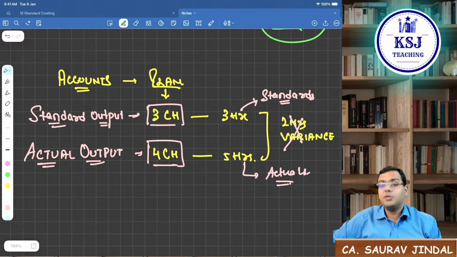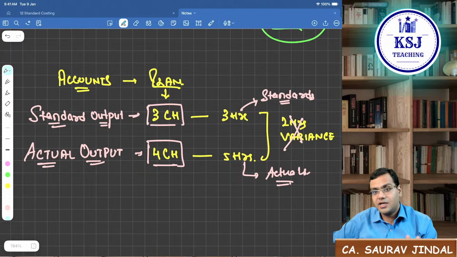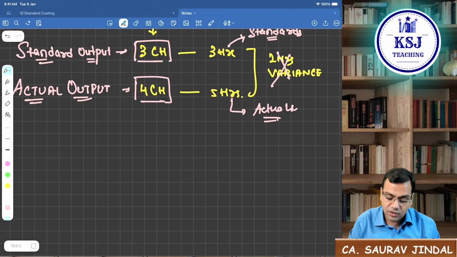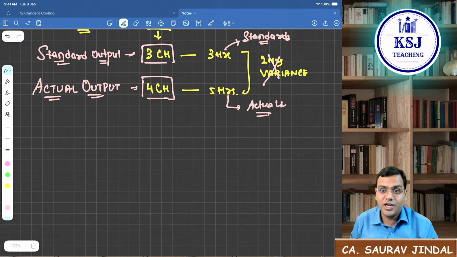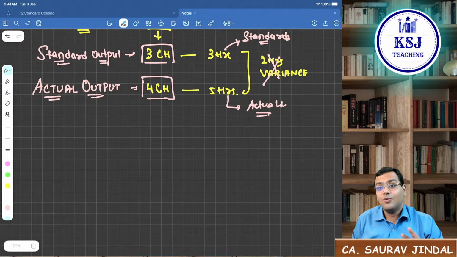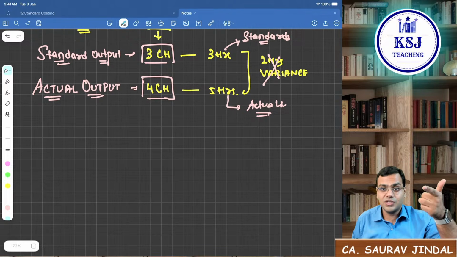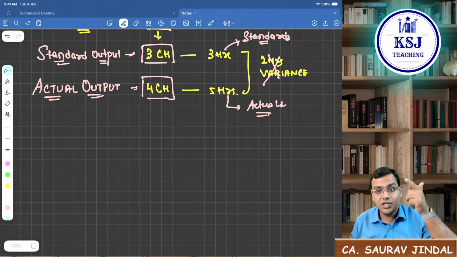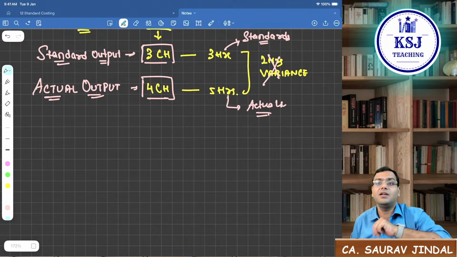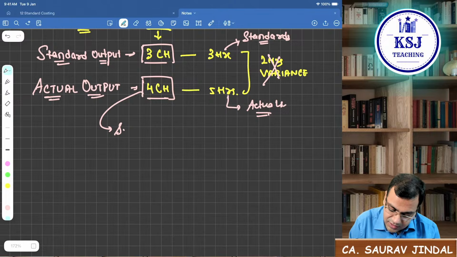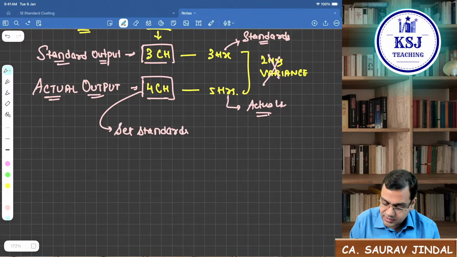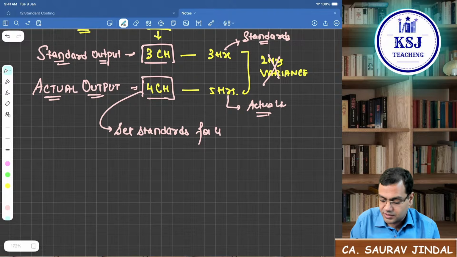So what should be done here? Standards were set for a separate output, actuals are different. So in this case, you cannot change your actuals. Whatever you have actually done, can you change that? No. But what you can change is your thought process, isn't it? So you will change your standards. Now you will set standards for 4 chapters.